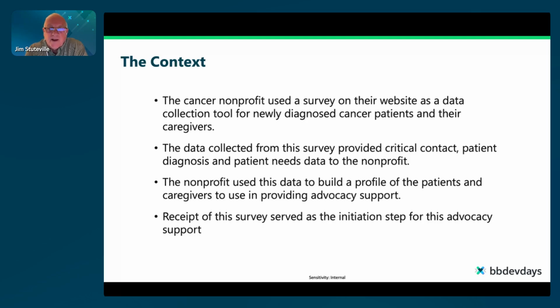They also used this data to build a profile of patients and caregivers for long-term advocacy support, because they were counting on many of these people being able to use their resources to survive this cancer and being able to support them through their journey as they hopefully got this cancer to go into remission. And then last and not least, the survey was really important because this starts the whole process. Without the survey, the organization didn't know that someone had been diagnosed with this type of cancer. And so that's why it's so important here.